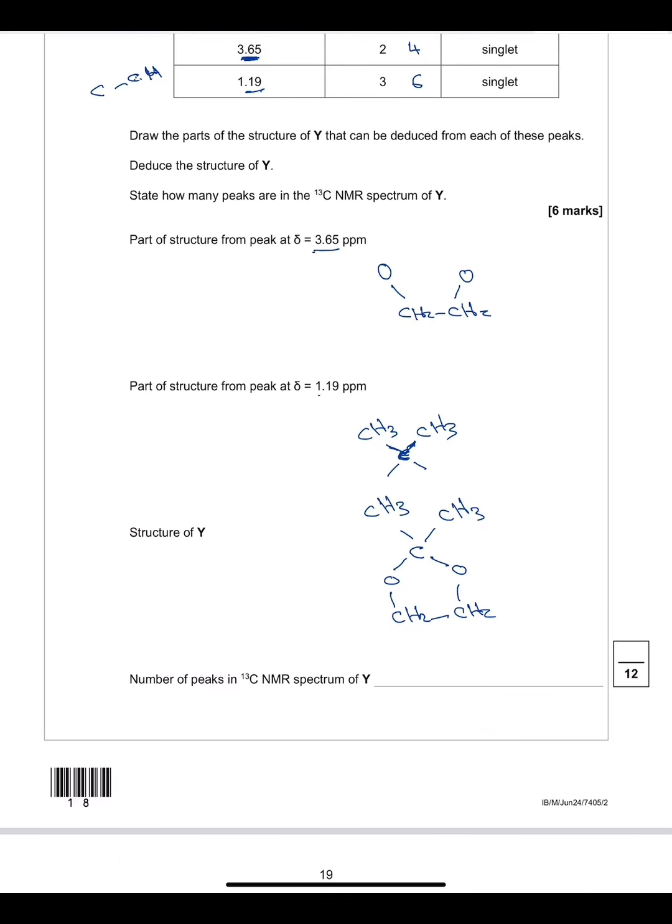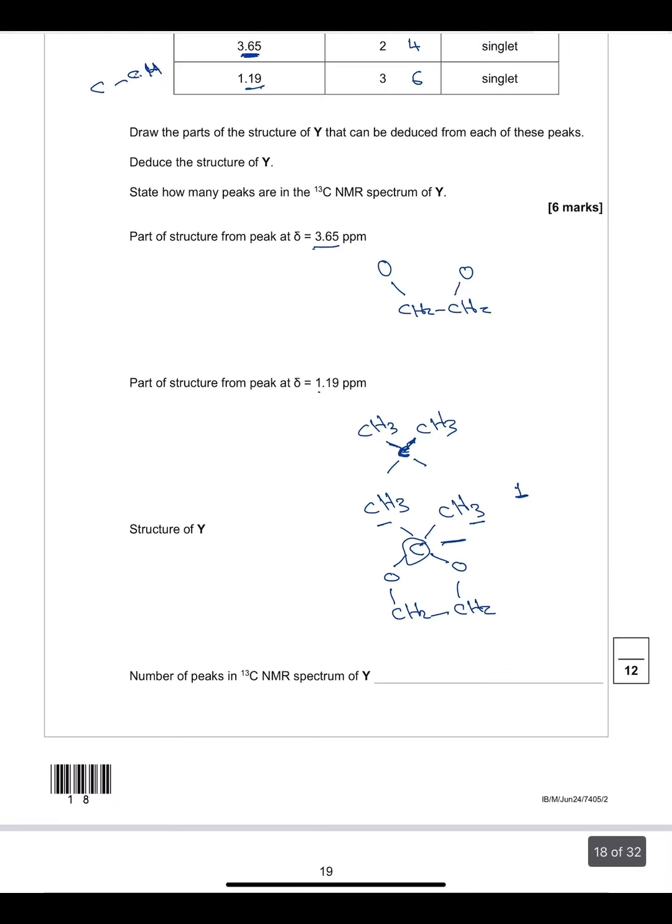And finally, they ask you the number of peaks in the carbon-13 NMR spectrum. So these 2 CH3s will give you 1 peak, so this is 1, and this carbon here will give you the second one, so this is 2, and then these CH2s, these 2 carbons will give you also one signal, so there will be 3. So the total number of peaks in the carbon-13 NMR spectrum will be 3.